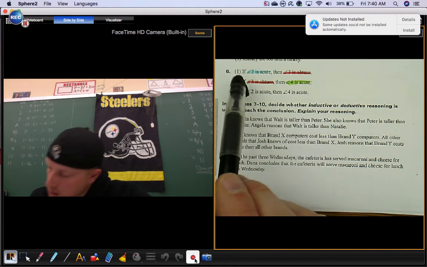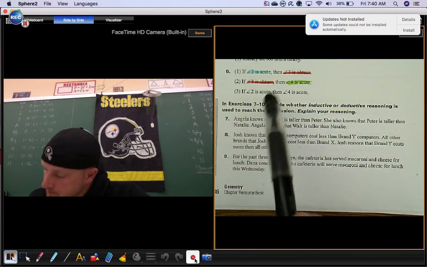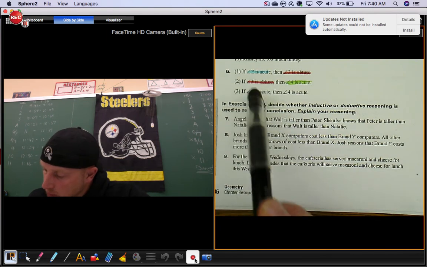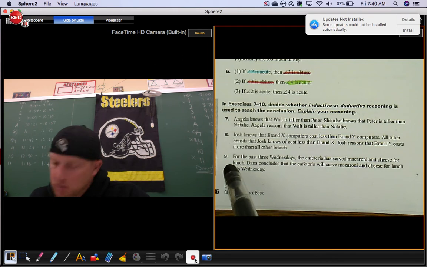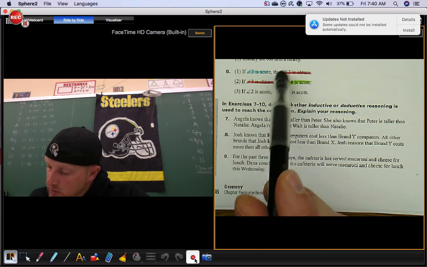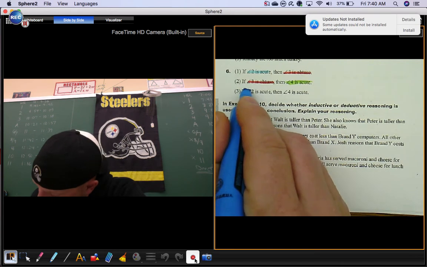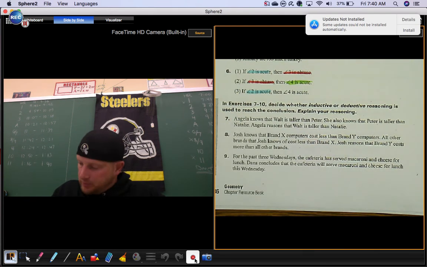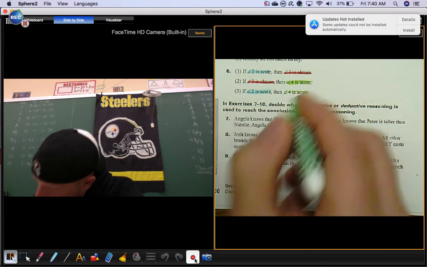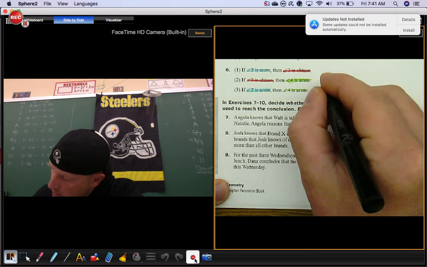Number 6. If angle 2 is acute, then angle 3 is obtuse. If angle 3 is obtuse, then angle 4 is acute. Let's assume we know those are true. Angle 3 being obtuse was used as a conclusion and as a hypothesis, so we can now say if blue, then green. If angle 2 is acute, then angle 4 is acute. That's your law of detachment.